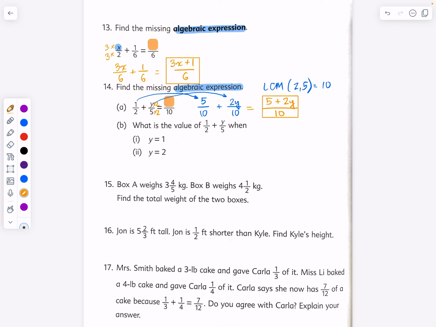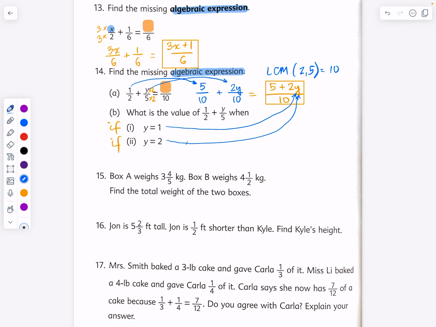Part B. Now, what is the value of this expression if y equals 1, or if y equals 2? Well, let's compute. Let's use substitution. Let me delete this because it becomes a little bit messy. There we go. It looks a little bit messy, but we can figure this out.